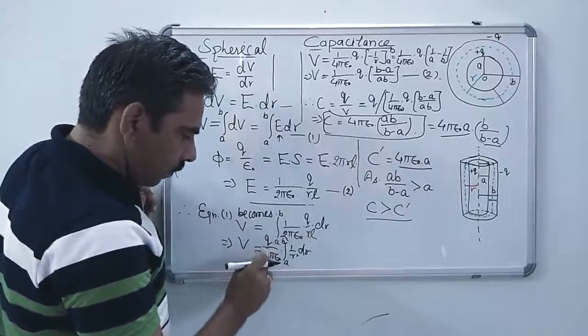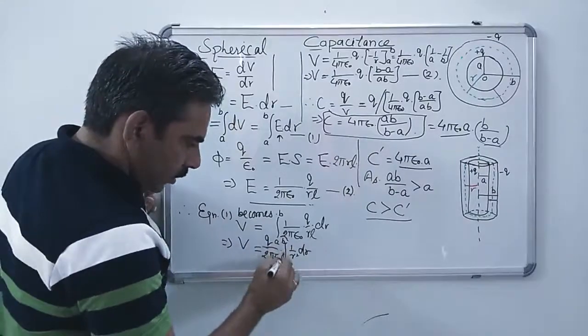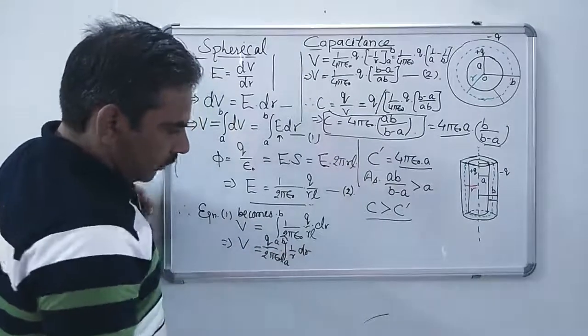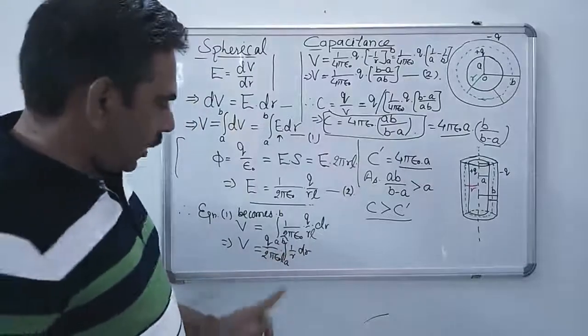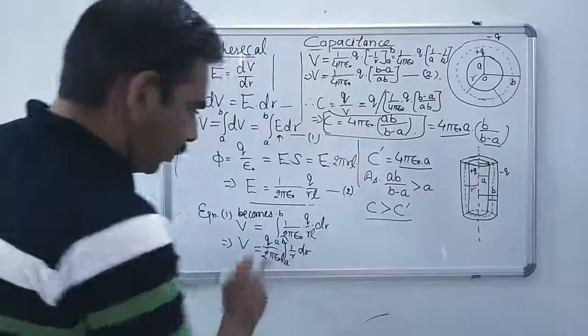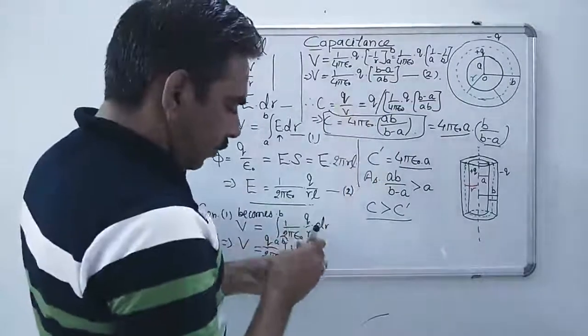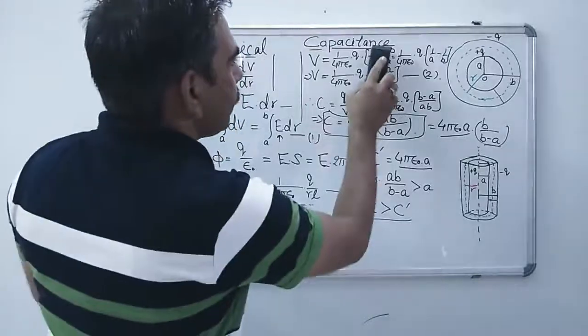So it is 2 pi epsilon naught into L, and inside we are left with only 1 upon r, and the integration goes from limits a up to b, inner radius up to outer radius b. And from here, the integration of 1 upon r is nothing but log.